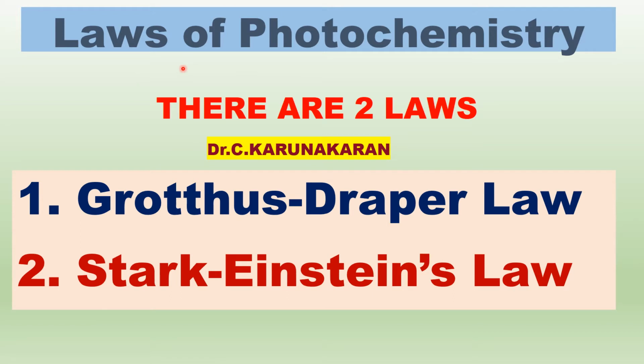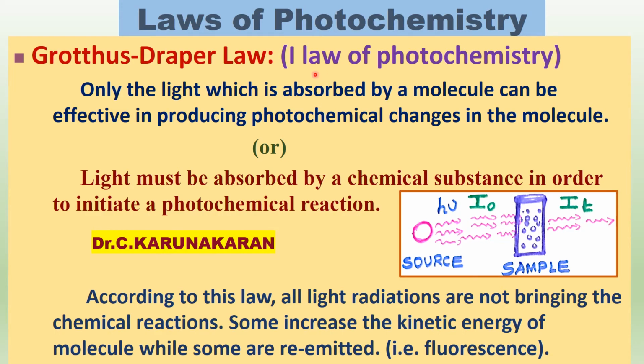Here we will see the laws of photochemistry, like laws of electrochemistry. There are two important laws of photochemistry. They are Grotthuss-Draper Law and Stark-Einstein's Law. Let us first see the first law of photochemistry. It is also called Grotthuss-Draper Law.